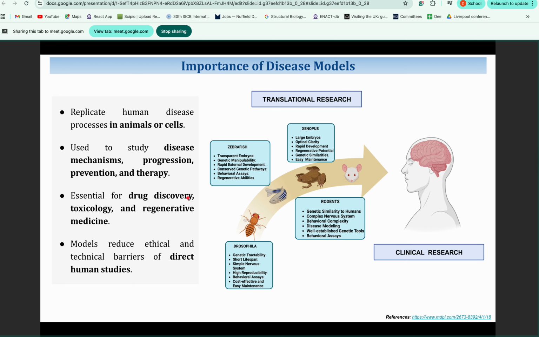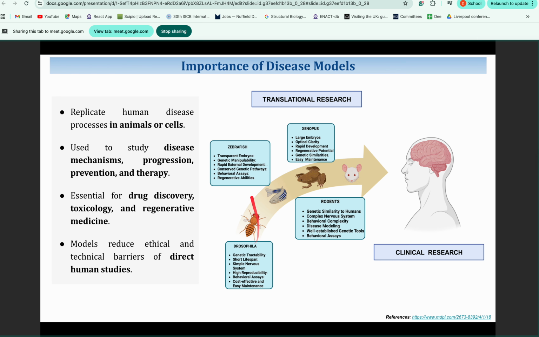So we can discover certain drugs. For example, there are certain cell lines or E. coli, prokaryotic, bacterial cells, in which we can study the effect of those drugs instead of directly giving them to the human host. Toxicology can be analyzed and regenerative medicines can be generated. Models reduce the ethical and technical barriers of direct human studies. There are certain barriers, due to which, if we use model organisms, those barriers are reduced. So that leads to translational research.